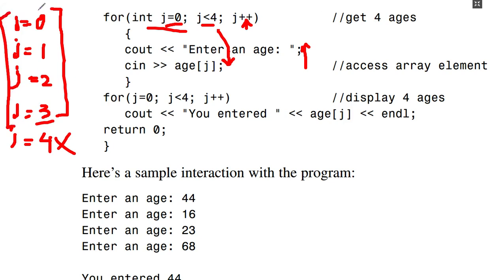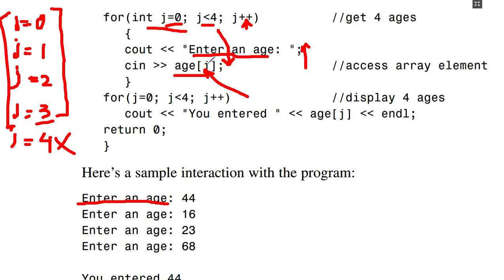Each time, the first time j equals 0, the second time j equals 1, the next time j equals 2, and the next time j equals 3. Now see what happens inside the body of the loop. The first time when we enter the loop body, first it is printed, cout and age, this would be printed, and then the user is asked to enter a number. So we wait for the user to enter a number. First it would be printed enter an age, and then it would wait for the user to enter a number. When the user enters the number, it would be saved in age[j].